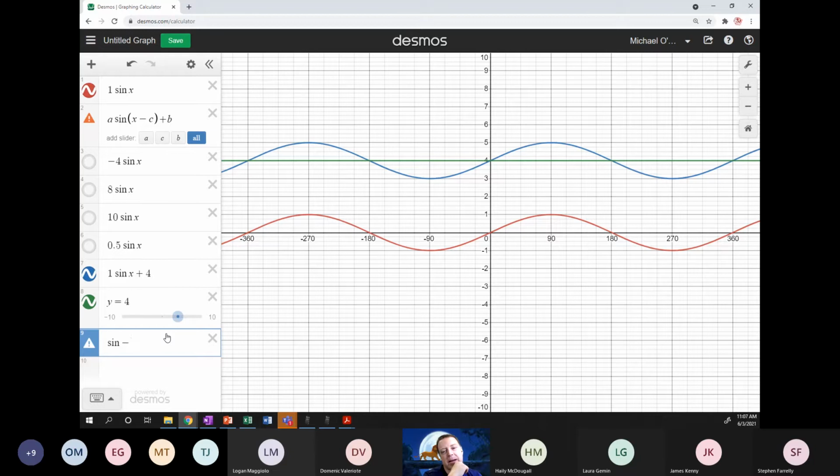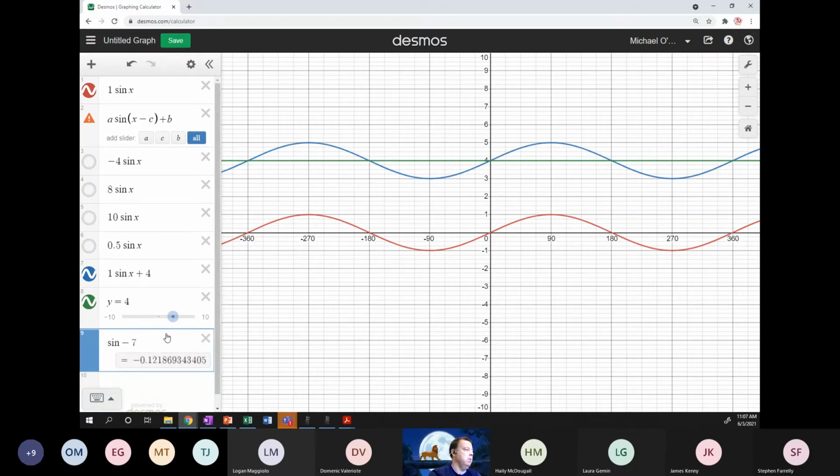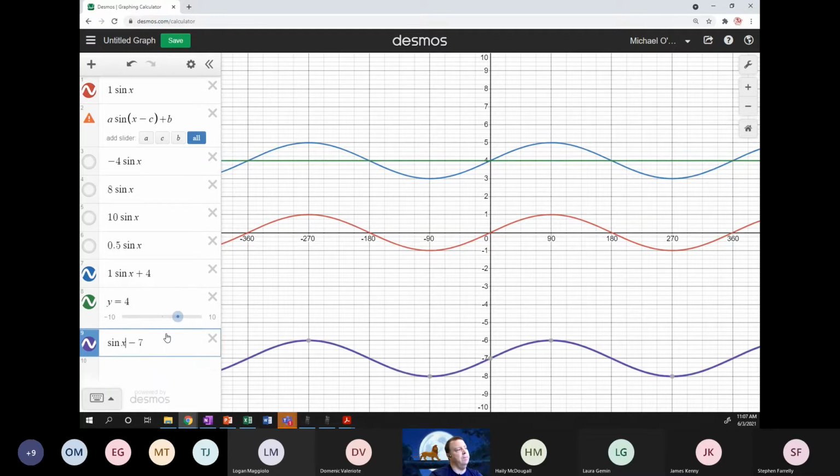Is it going to go up 7 or down 7? Oh, I'm not putting the minus in front of it, Dom. Right? It's attached to the 7 at the end. Oops, I forgot the X. Okay.